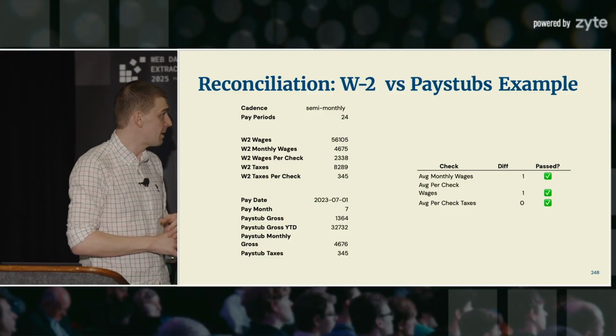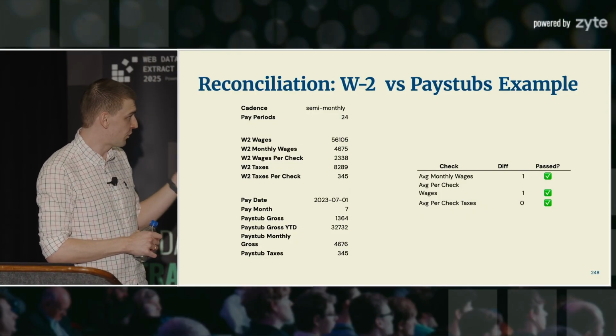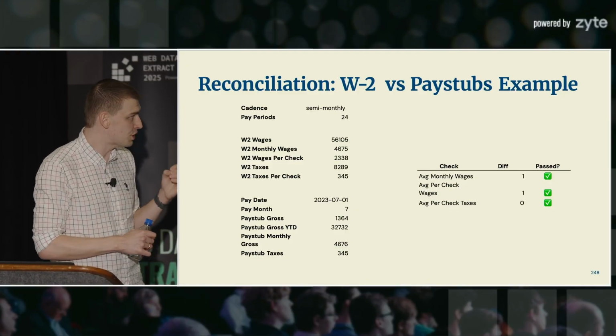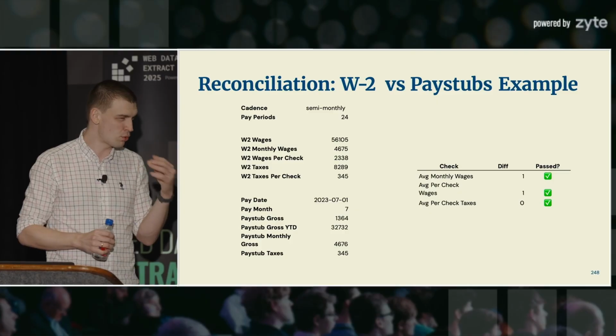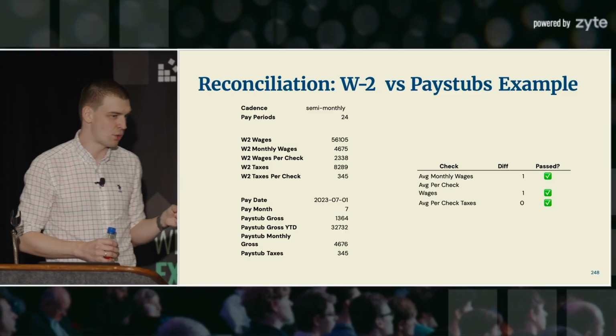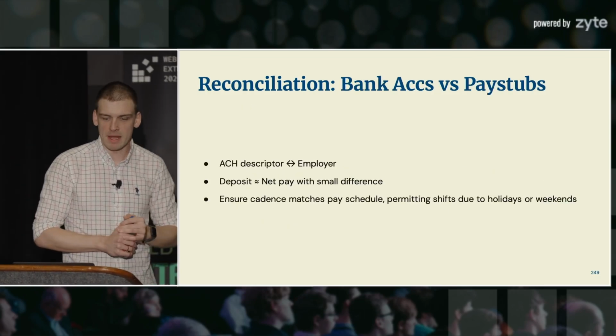So, another example: here we have passed taxes checks, but failed wages. We have differences in wages, and it should trigger a review, but most of the reconciliation checks will have differences, so allow normal variance. Next, bank accounts.